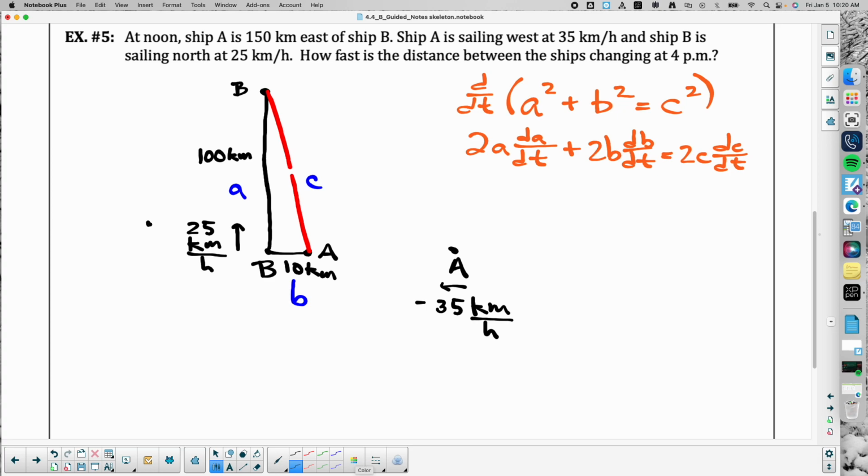This will be dA dt, because it's how fast the vertical one is changing. This will be dB dt, because it's how fast the horizontal one is changing. And then the question originally stated, how fast is this changing? So that's what we're trying to find.